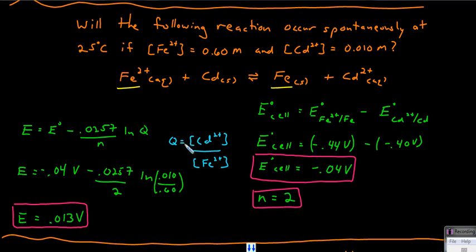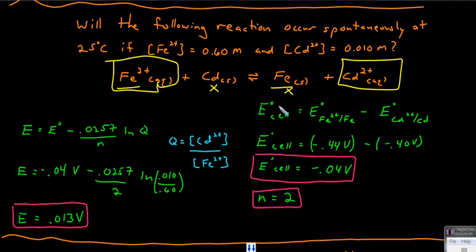Now recall that Q is the concentrations of products over reactants at a given moment. Recall that you do include aqueous compounds such as cadmium and iron, but you do not include solids or pure liquids. So we only plug in the concentration of our cadmium ion product over the concentration of our iron ion reactant for our value for Q. And so we can plug in then to this equation and we get 0.013 volts.